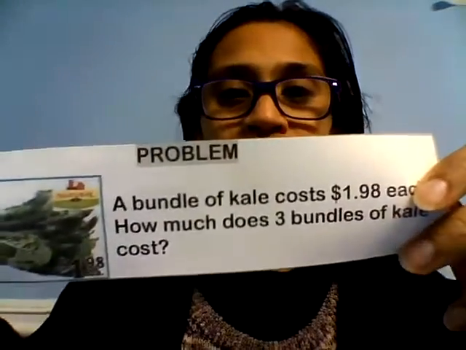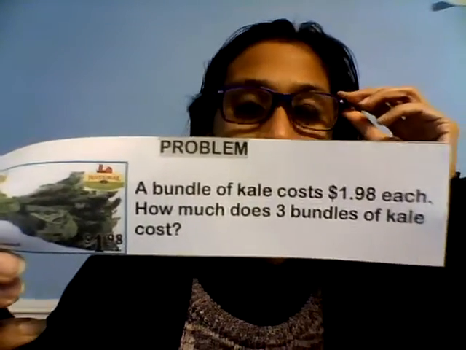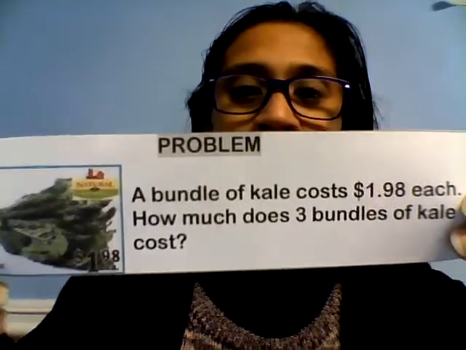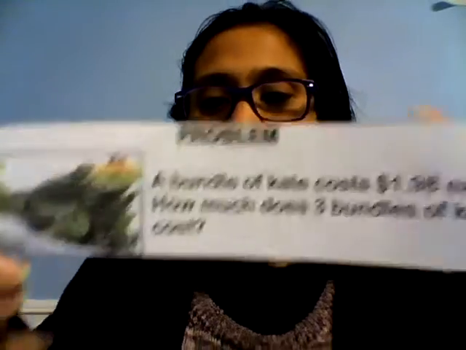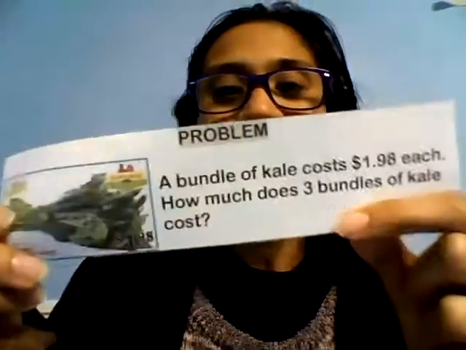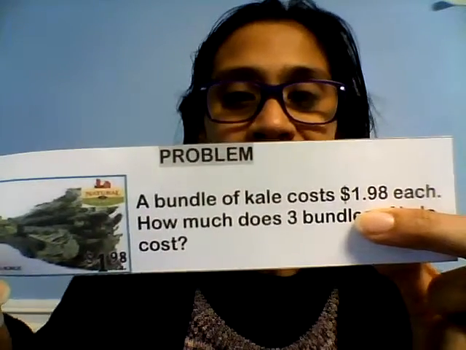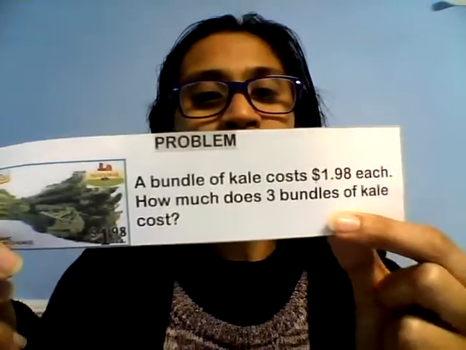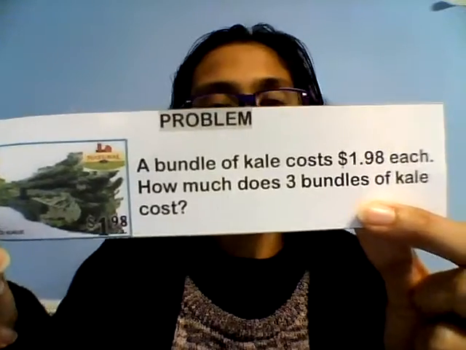It says a bundle of kale costs $1.98 each. How much does 3 bundles of kale cost? So you see how it's wrapped up, tied up together. A bundle like that costs $1.98 for that bundle. How much does 3 bundles of kale cost?